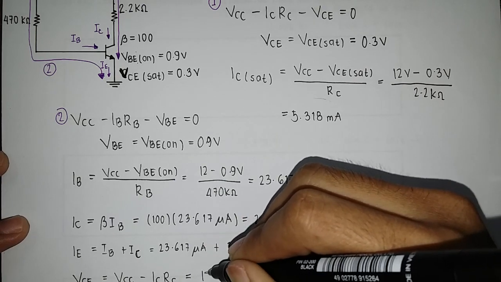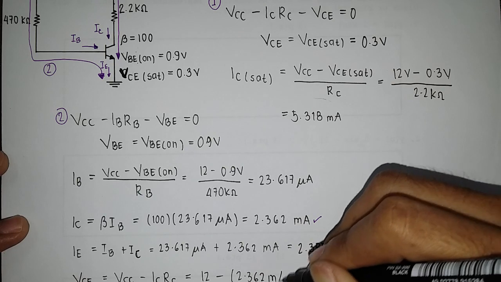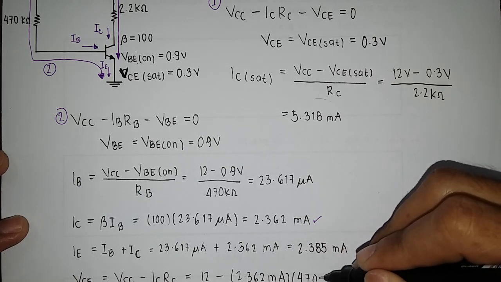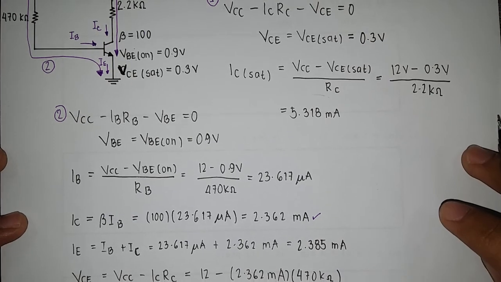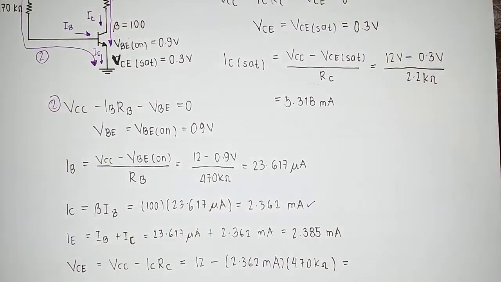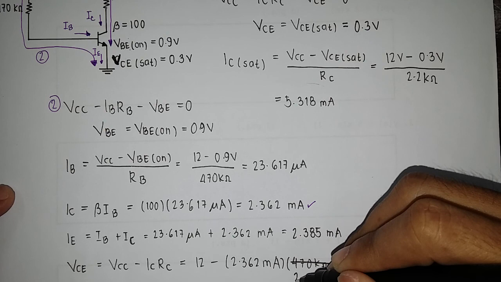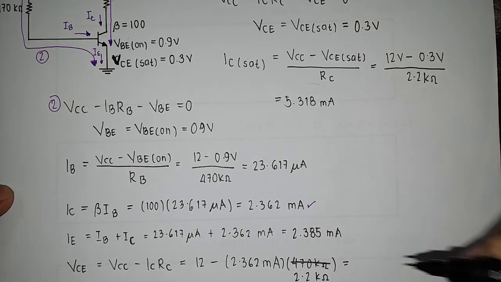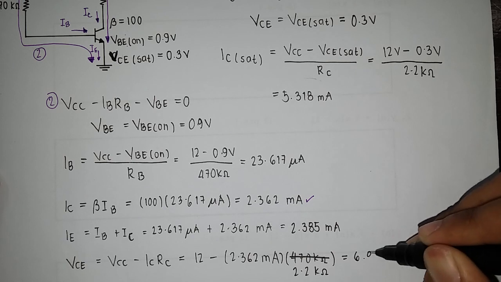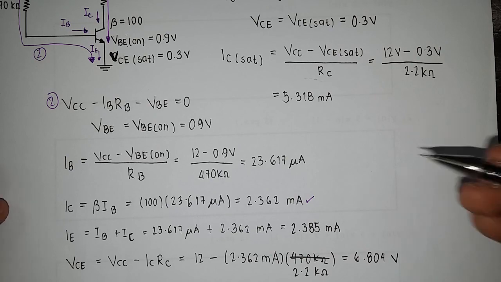And that is equal to 12 volts minus IC, that is 2.362 milliamperes multiplied by RC, which is 470 kilo ohms. Okay, so makukuha natin the value of VCE is equal to, okay, correction pala, no? Hindi siya 470 kilo ohms, 2.2 kilo ohms siya. Okay, and the value of VCE is equal to 6.804 volts.